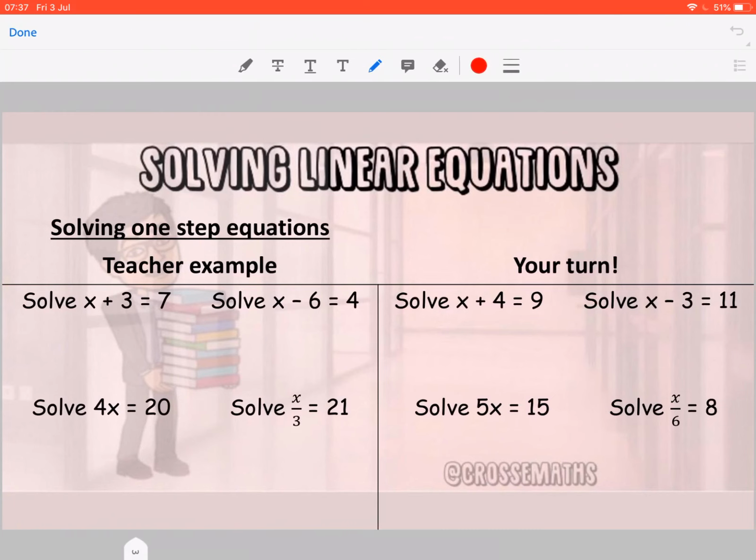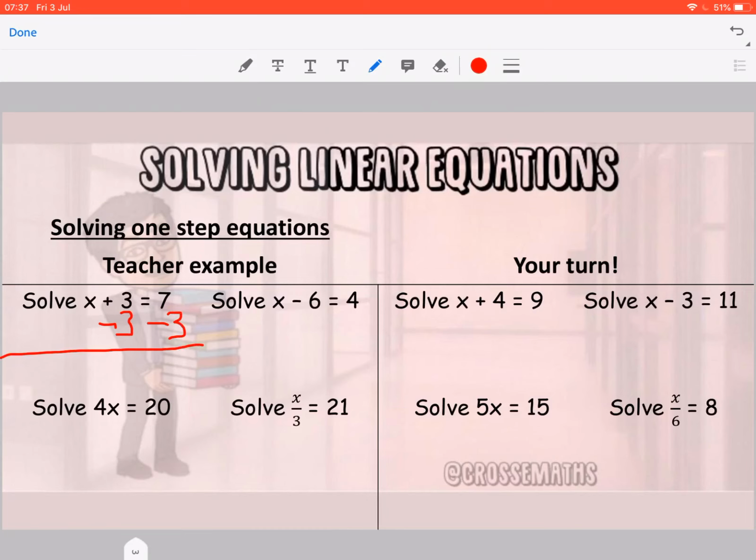Right then, so solving equations, okay? Solving equations are really easy. Okay, all you've got to do is get the x on its own. Now, in order to do that, you've got to get rid of whatever's next to x at the moment. Okay, so at the moment on the first one over here, I've got x plus 3 equals 7. So I want to get rid of that plus 3 because I want x on its own. In order to get rid of a plus 3, I'm going to take away 3 to both sides.